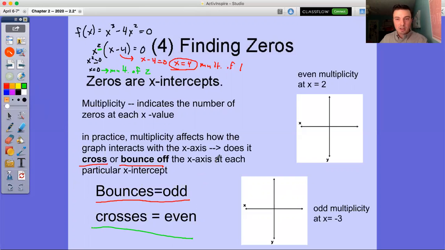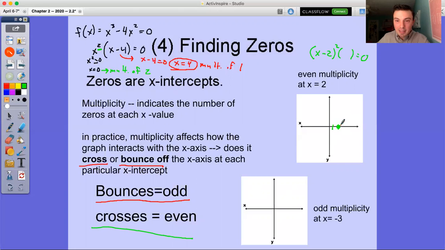So let's look at this green one over here. An even multiplicity at x equals 2. That would mean when we factored, we would have gotten like x minus 2 squared and then some other stuff equals 0. Because this would have been x equals 2 with a multiplicity of 2 because of that exponent. So we know x equals 2 is right here.